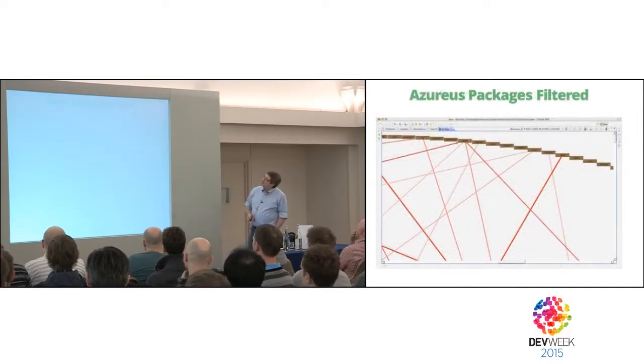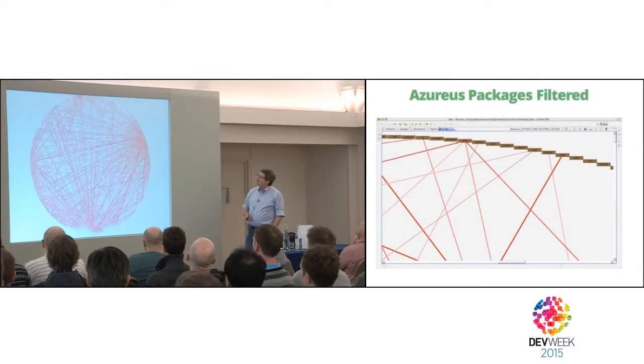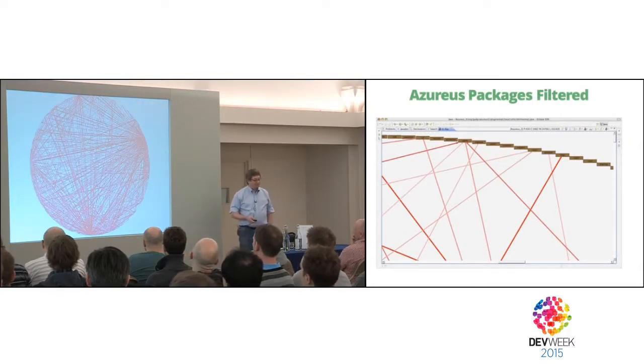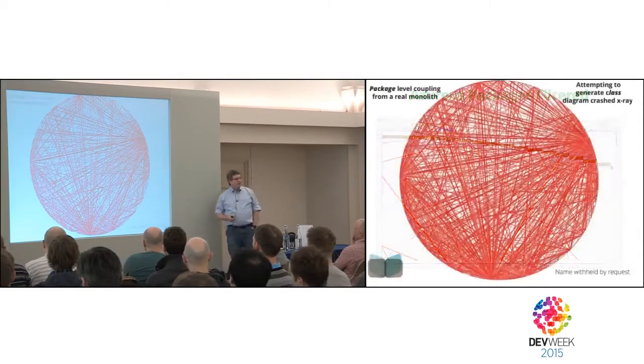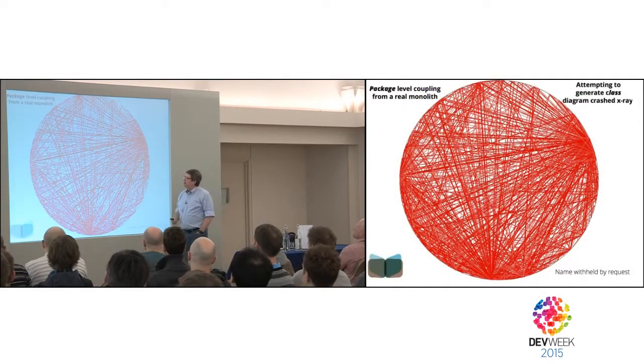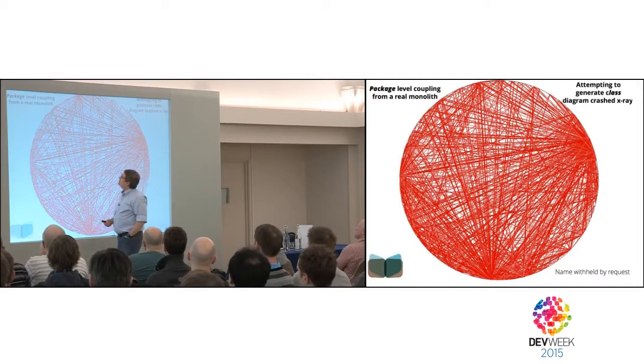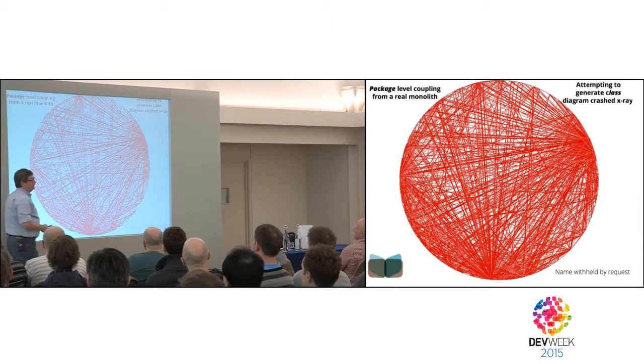It's going to be interesting to see what this looks like. This is from a real monolith that I did some work on. Yeah, you can't miss the lines on this one. This is from an actual project that I've been doing some work on, and no matter how bad the contrast is, you can't miss it here. This is the package level coupling on this project. The class level coupling actually crashed X-ray, which is quite difficult to do, but they managed to do it.